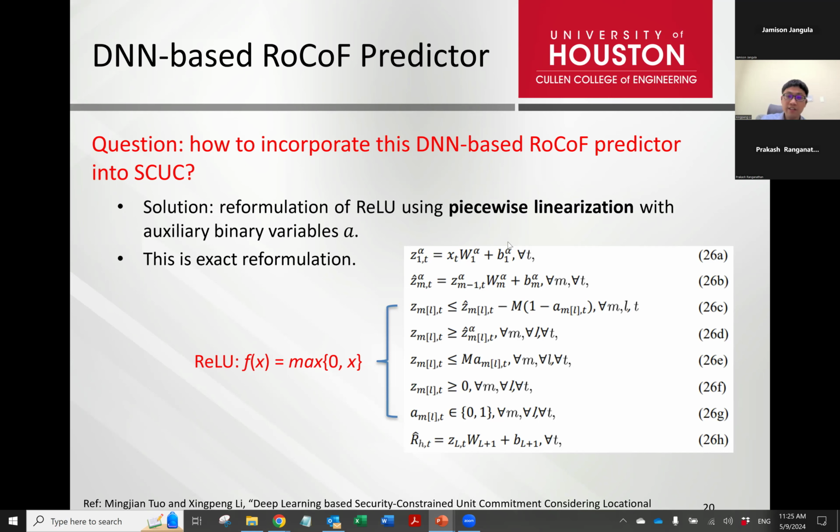So you can see it's a set of equations. Then we add these constraint equations into a traditional SUC model. So we'll create a dynamics constraint, also inertia constraint, unit commitment model.